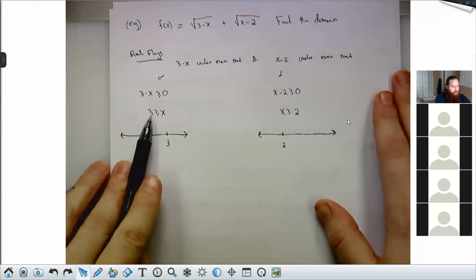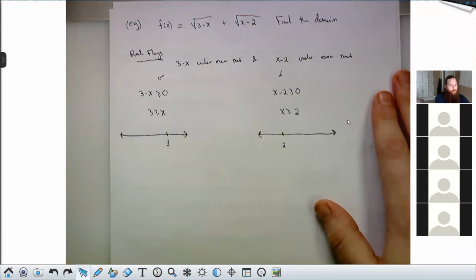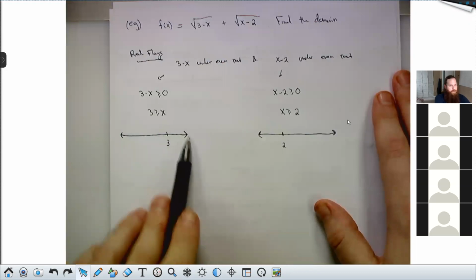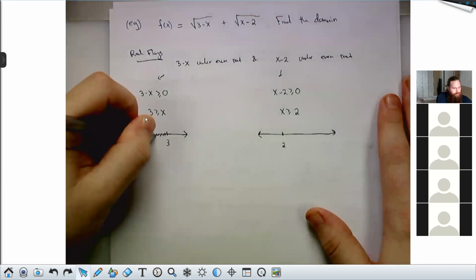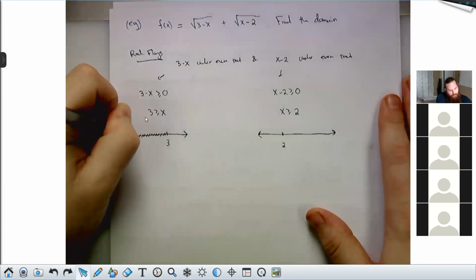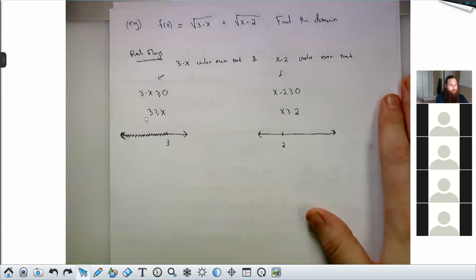If 3 is greater than or equal to x, where is x? To the left or right of 3? To the left. Yeah, if 3 is greater than or equal to x, then x has to be smaller than 3, right? Less than or equal to 3. That's this stuff.